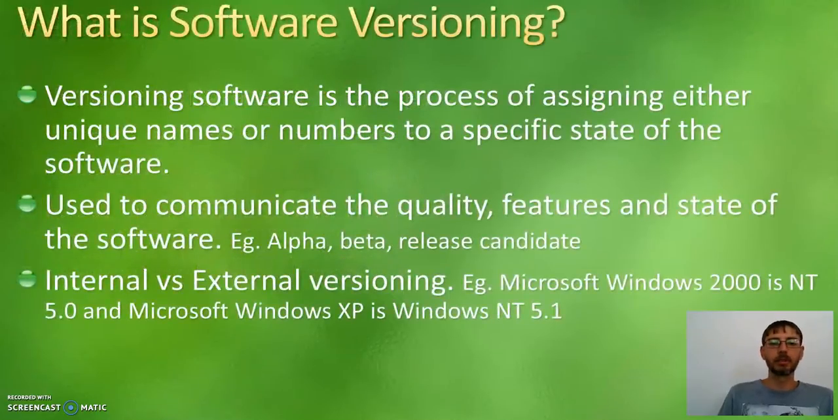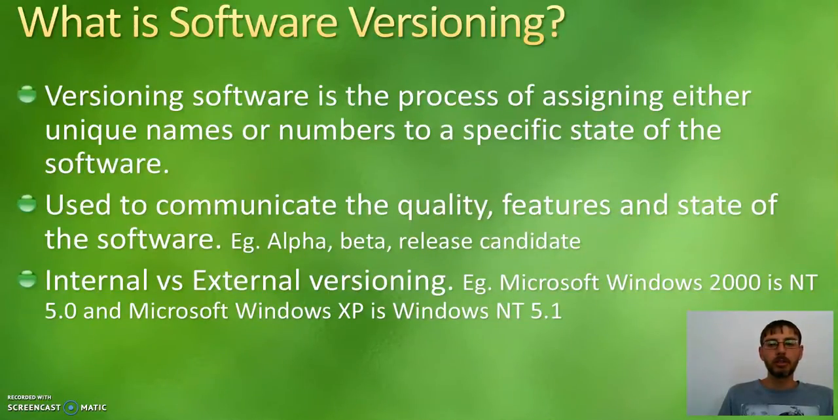So let's take a look at what software versioning is. Software versioning is the assigning of a unique name or number to a specific software state or version of a product. So this version number helps to communicate the quality, the feature sets, and the state of the software. Some examples you might have seen before: alpha, beta, release candidate, assigned to a product, and that helps to communicate what state it's in.